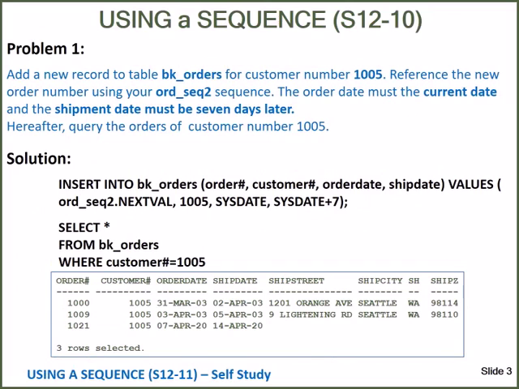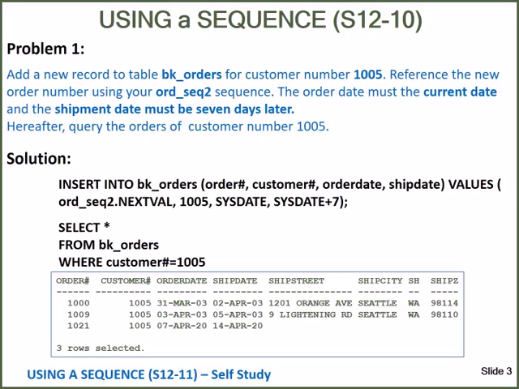Using the sequence, problem 1 asks us to add a new record to table BK_ORDERS. For customer 1005, reference the new order number using your ORD_SEQUENCE_2 sequence. The order date must be the current date and the shipment date must be 7 days later. Hereafter, query the orders of customer number 1005.